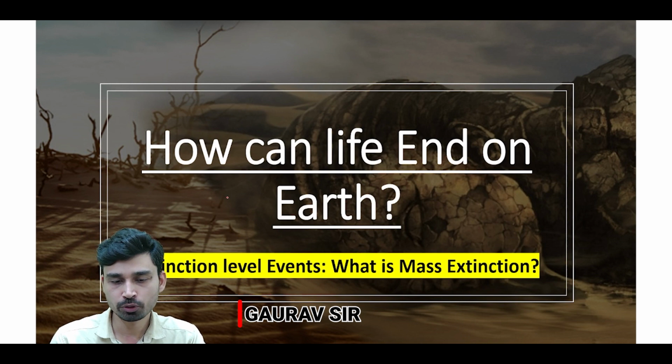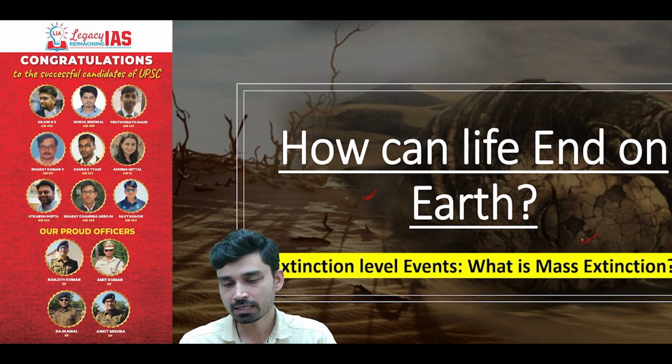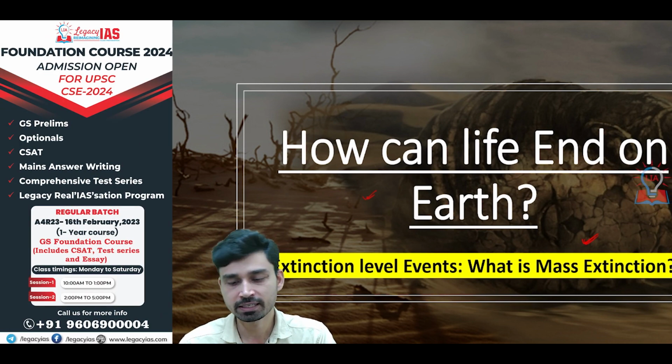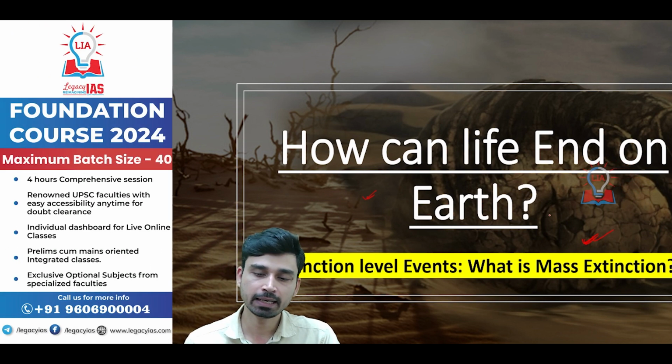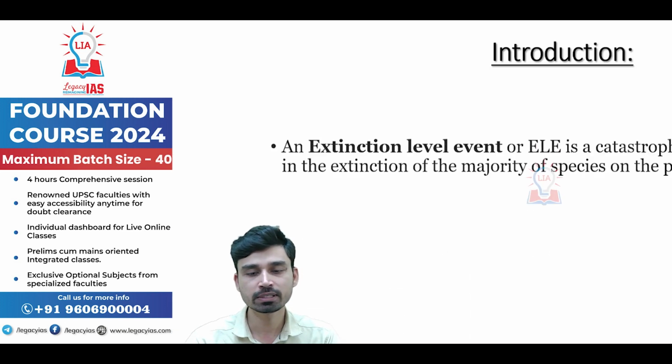In today's video, we are going to discuss the extinction level events that can cause mass extinction on the earth. And we are also going to discuss what kind of extinction events have happened in the past and how most probably life can be wiped off from the earth's surface. So let us try to understand first of all.